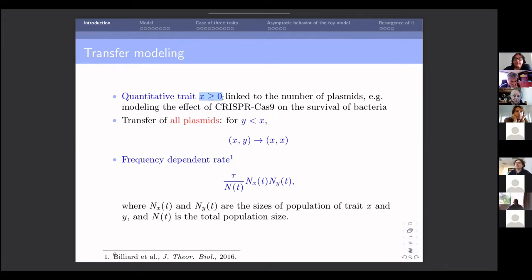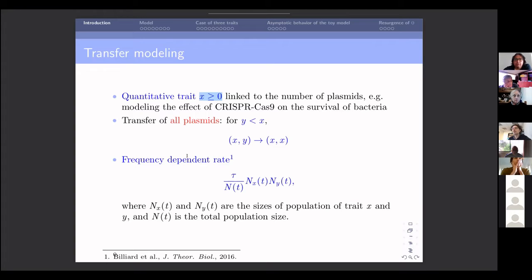And so, when there is a transfer between two cells, I assume what is called complete conjugation, which means that all plasmids are transferred. And so if you assume that y is less than x, it means that the cell with trait y has less plasmids than the cell with trait x. And so transfer in this case means that the pair of traits (x, y) becomes (x, x), right? And now I need to assume some rates for these events to occur.